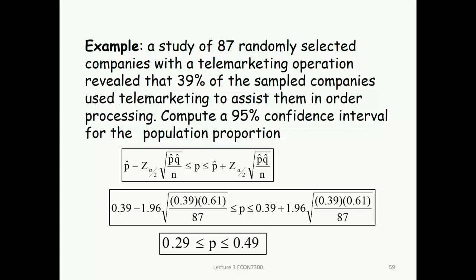A study of 87 randomly selected companies with a telemarketing operation reveals that 39% of companies use telemarketing to assist, so 39% is the point estimate. Because it is 95%, 2.5% to the right and 2.5% to the left, the critical value is plus or minus 1.96. Then we calculate: this is from the sample, 39%. Q would be the rest, 61. This is the sample size. So we are 95% confident that it would be between 29% and 49%.